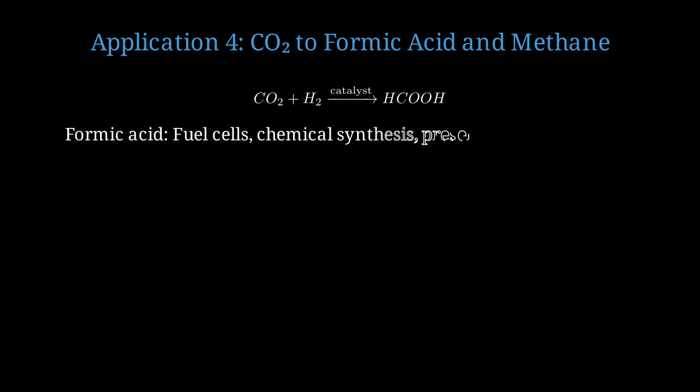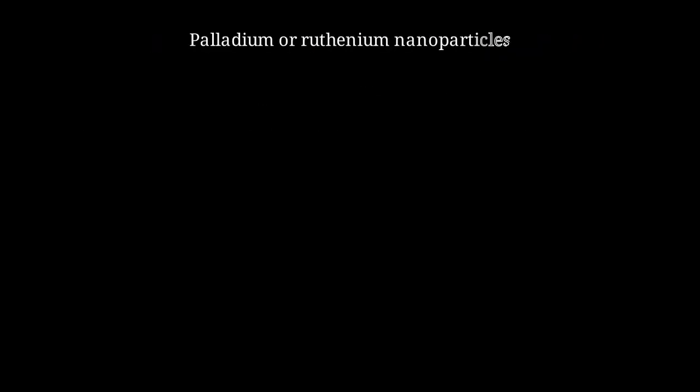Formic acid is valuable for several reasons. It can be used directly in fuel cells for power generation. It serves as a hydrogen storage medium, releasing hydrogen when needed. It's also used in chemical synthesis and as a preservative. Palladium or ruthenium nanoparticles, often alloyed with other metals, are excellent catalysts for formic acid production. These noble metal catalysts can operate at room temperature and atmospheric pressure.